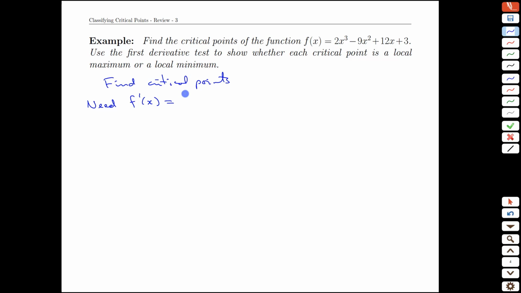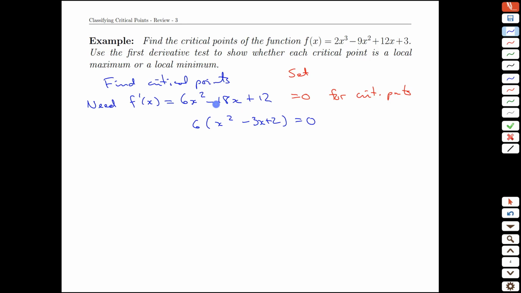Well, f prime of x will be 6x squared minus 18x from here, and then plus 12. We want to set that equal to 0 to find the critical points. And if that's the case, we start factoring because we have nice polynomials. And in particular, here we have everything with a 6 factor, and we just need an x in here. That's going to equal 0 at a critical point.